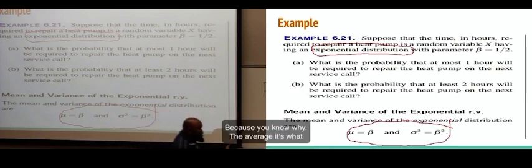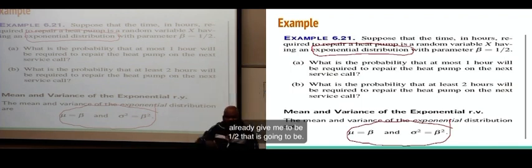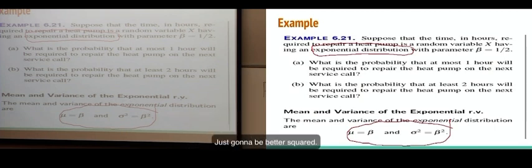Because you know why? The average is what? Beta. And the beta has already been given to be 1 over 2. And what would be the variance? It's just going to be beta squared.